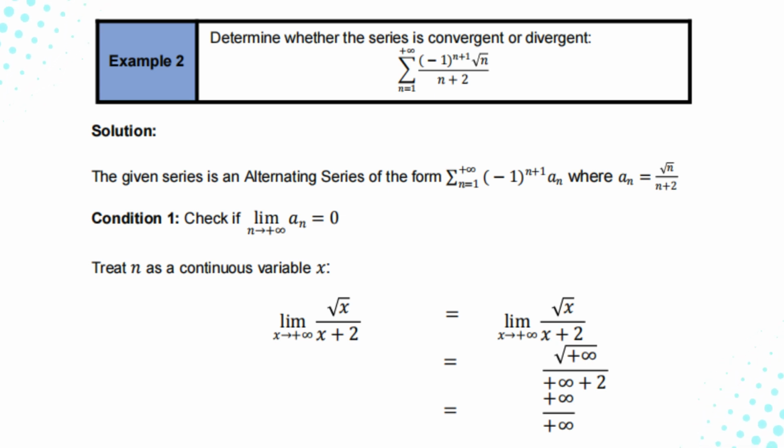We're going to treat n as a continuous variable x. So the limit of the square root of x over x plus 2 as x approaches positive infinity. We need to evaluate the limit. Substituting x equal to positive infinity, the square root of positive infinity over positive infinity plus 2 is equal to positive infinity over positive infinity. So as you can see, we need to apply L'Hopital's rule.